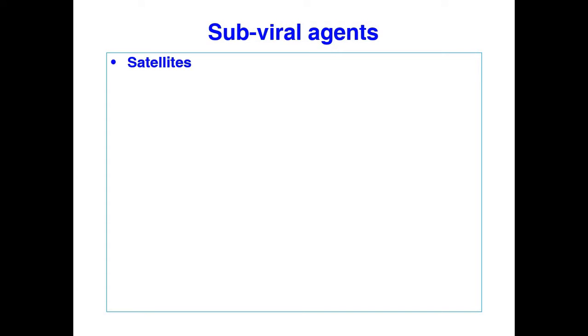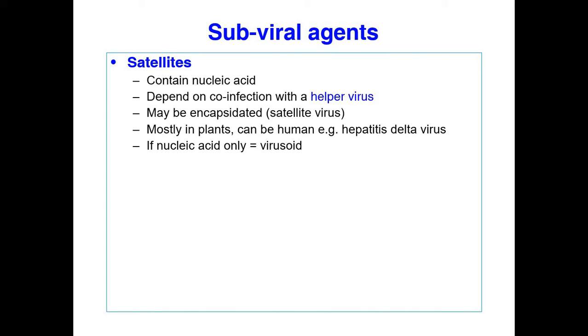Subviral agents: we will see subviral agents like satellites, which contain nucleic acids and depend on infection with helper viruses, meaning they infect with the help of some other virus. They may be encapsidated, like satellite viruses, mostly in plants, but they can also infect humans. Hepatitis delta virus infects humans. If nucleic acid is present without a nucleocapsid, this is known as viroids.